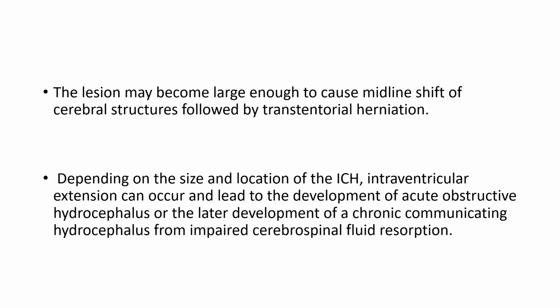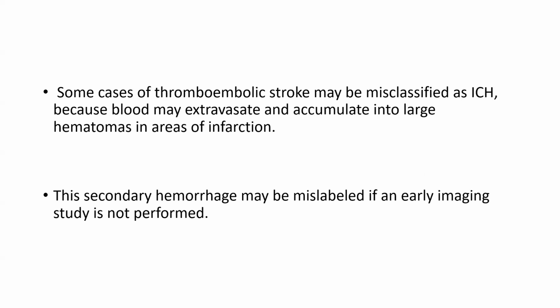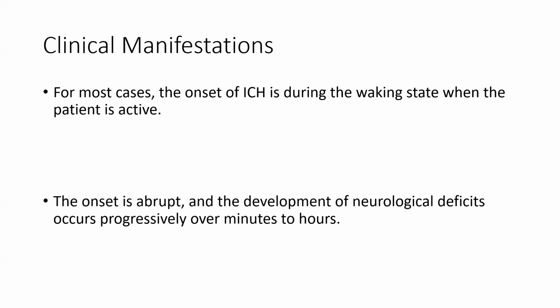Depending on the size and location of ICH, intraventricular extension can occur, leading to the development of acute obstructive hydrocephalus or later the development of chronic communicating hydrocephalus from impaired cerebrospinal fluid reabsorption. Some cases of thromboembolic stroke may be misclassified as ICH because blood may extravasate and accumulate into large hematomas in the area of the infarction. The secondary hemorrhage may be mislabeled if an early imaging study is not performed.